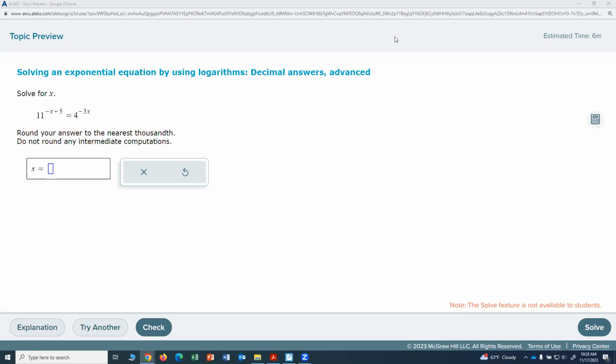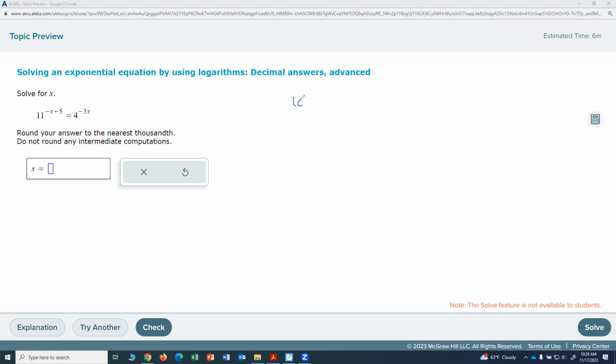This is a second example of solving an exponential equation that has two exponential terms on different sides of the equation. So we want to solve for x, and we're given 11 to the negative x plus 5 equals 4 to the negative 3x. So let me grab my pen tool here. And I'm going to start by taking log or natural log of both sides.